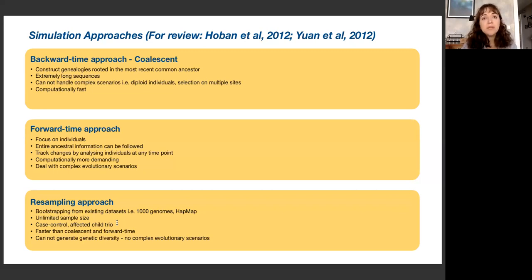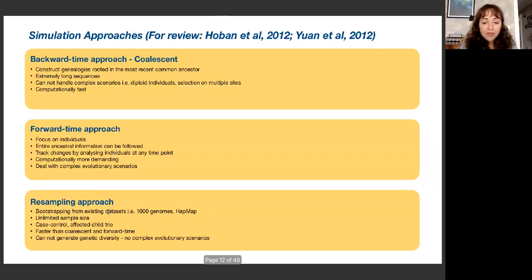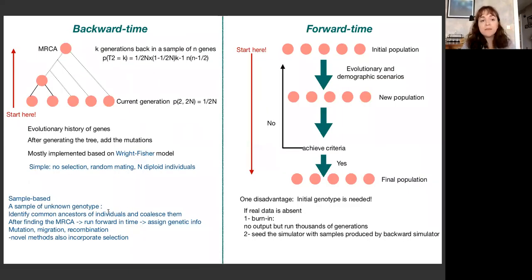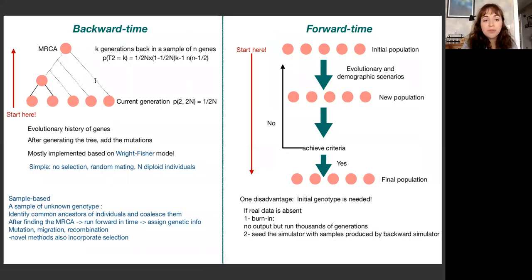But through the resampling approach, by using an already available genomic data set, you can simulate unlimited sample size with case-control or affected child trio. So it's better for studying diseases, for example, or for GWAS studies. This approach is better. I'm not going to cover the resampling, but I just put it here for comparison with the forward time approach, as you learned it yesterday.